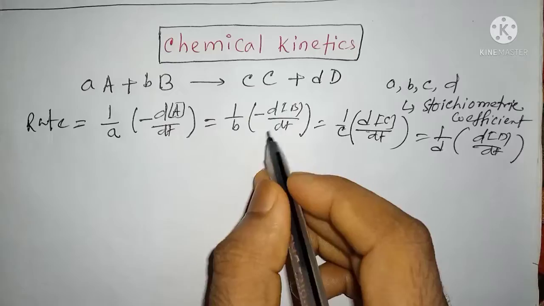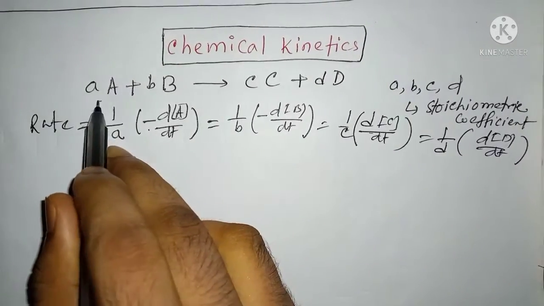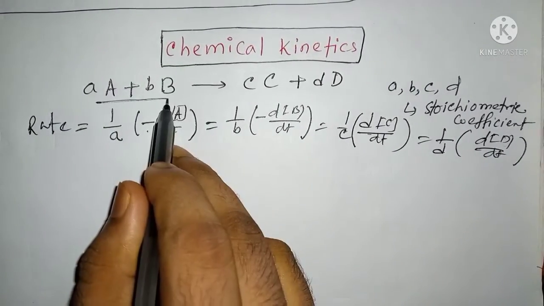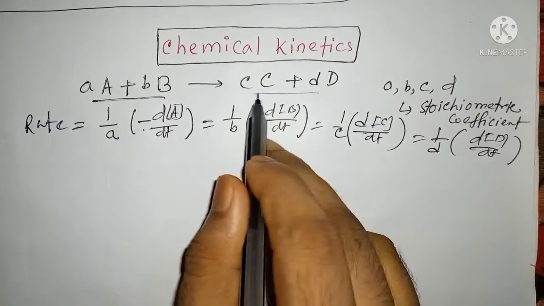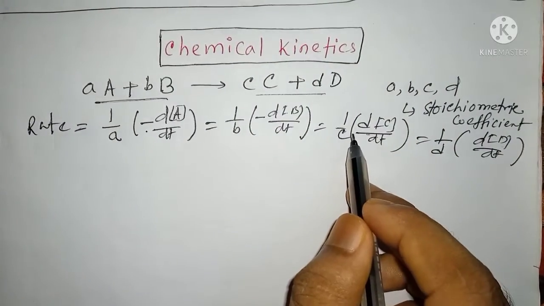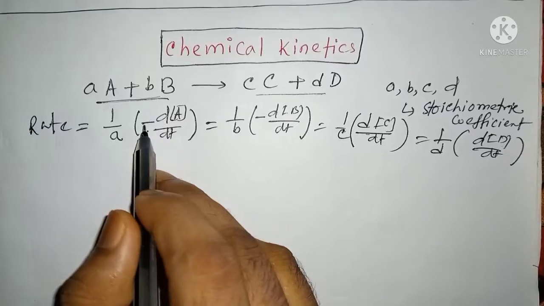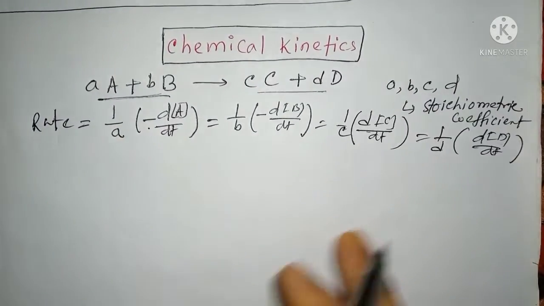Why is this positive or negative? This negative means that for the reactant, after time t, the reactant concentration decreases, and after time t the product concentration increases. So this is positive because of the increase, and the reactant concentration decreases, so this is negative. Now this is the rate equation.